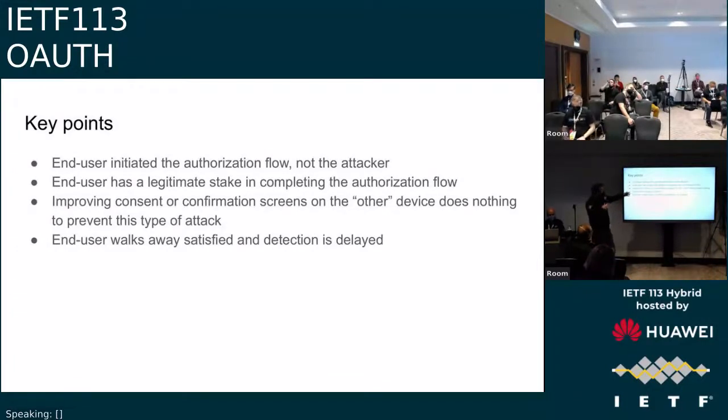So the key points here are that the end user actually did initiate the authorization flow. It is their target to log in onto the TV. It was not the attacker. The user has a legitimate stake in completing the flow. Improving the consent confirmation screen on the other device does absolutely nothing because I will never see it. All I see is communication on the TV from the manufacturer or the developer of the application, and everything else is in control of the attacker. And I'm actually satisfied at the end because I logged in and I walk away with my account details either stolen or out a couple hundred dollars.